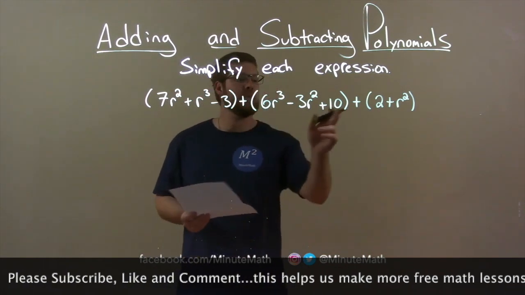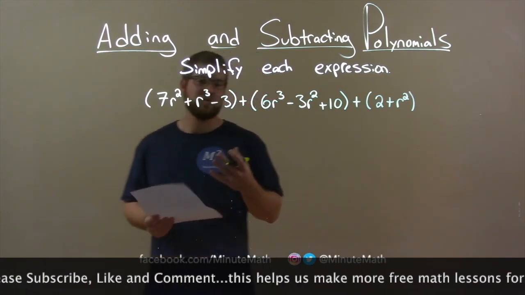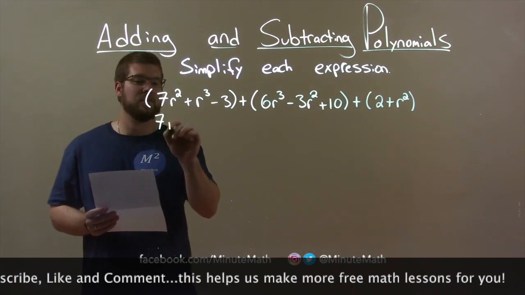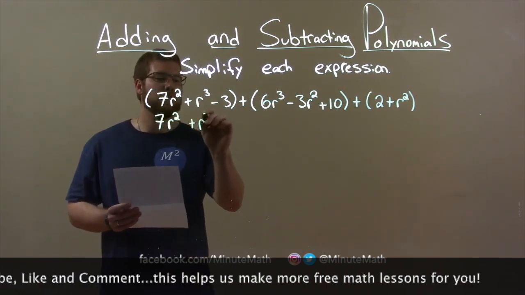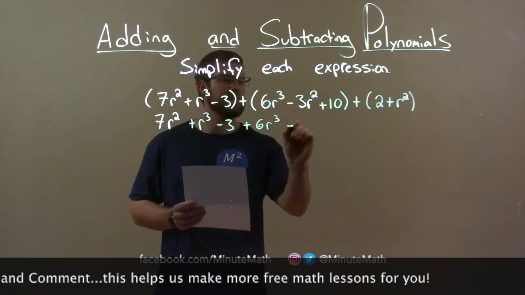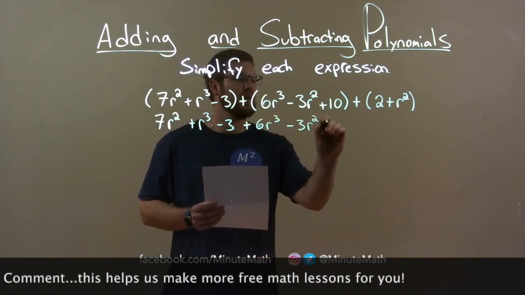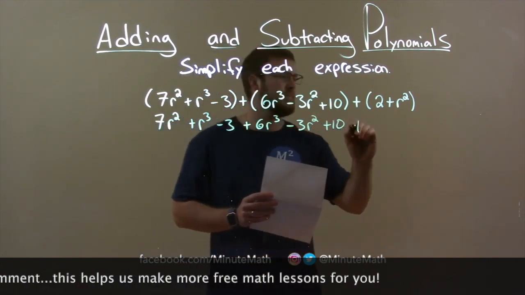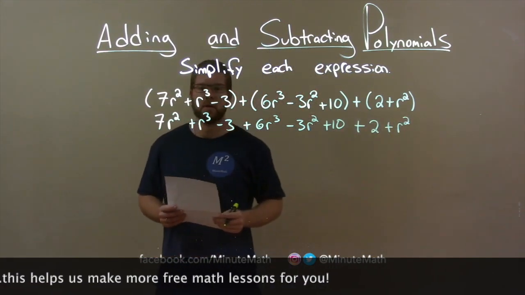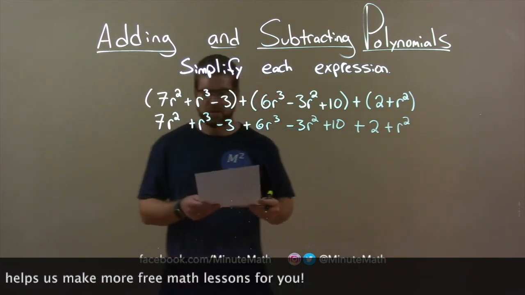But all of our parentheses are separated by a plus sign, which really means we don't need our parentheses anymore. Let's bring it down without it. 7r squared plus r to the 3rd minus 3 plus 6r to the 3rd minus 3r squared plus 10 plus 2 plus r squared. Now I want to combine my like terms.